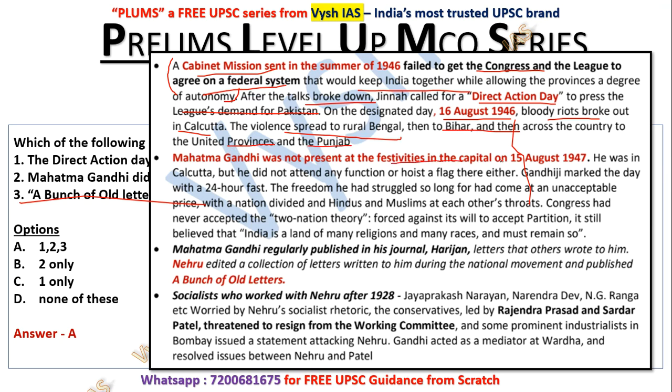Mahatma Gandhi was not present in the festivities. He was in Calcutta, but he did not attend any function or hoist the flag there either. Gandhiji marked the day with a 24-hour fast. The freedom he had struggled for so long had come at an unacceptable price, where the nation was divided and Hindus and Muslims were at each other's throats. Congress had never accepted the two-nation theory, and was forced against its will to accept partition. It still believed that India is a land of many religions, many races, and must remain so.